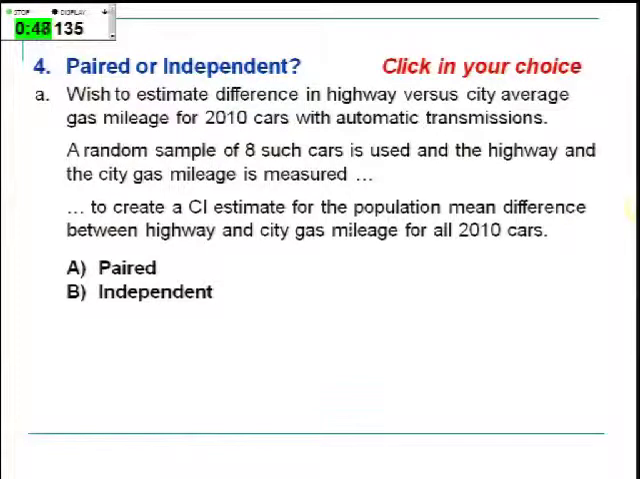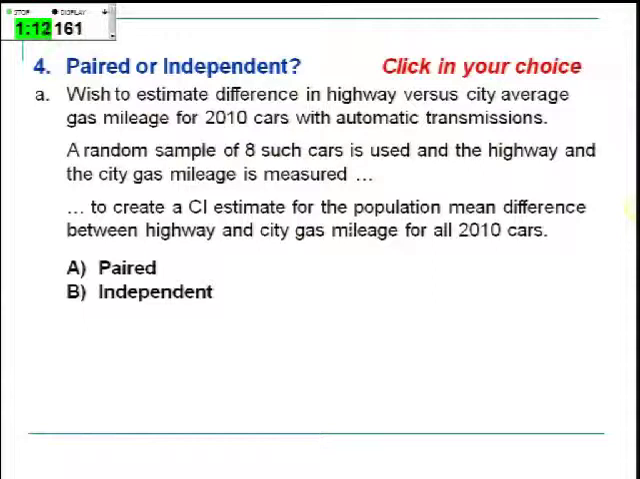All right, let's take a look. We're doing number 4, paired or independent. In each of these two scenarios, or backgrounds, there are two sets of numbers. In this first scenario, there are some highway gas mileages being recorded and some city driving gas mileages being recorded.